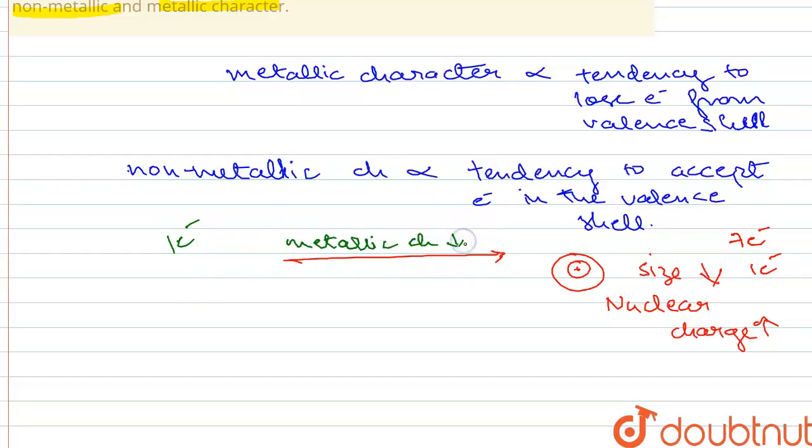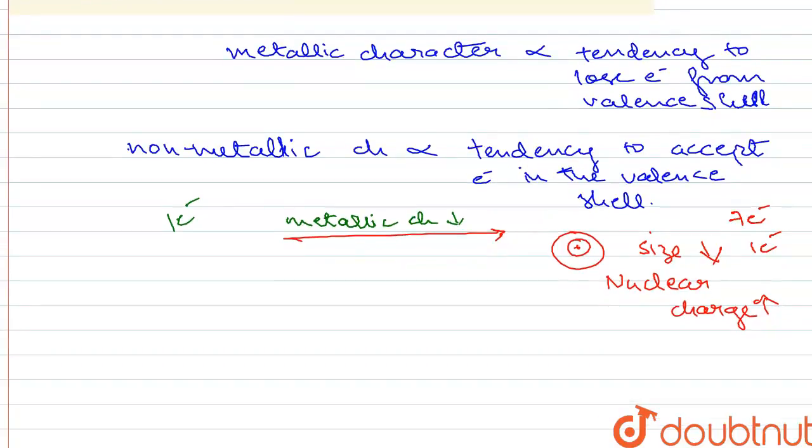So metallic character decreases as you go from left to right, and non-metallic and metallic character are inversely proportional to each other. As you go down the group, the number of shells increases but the number of electrons in the outermost shell remains the same. So the distance between the nucleus and the outermost shell increases, and so it is easier for us to remove the electron from the outermost shell.